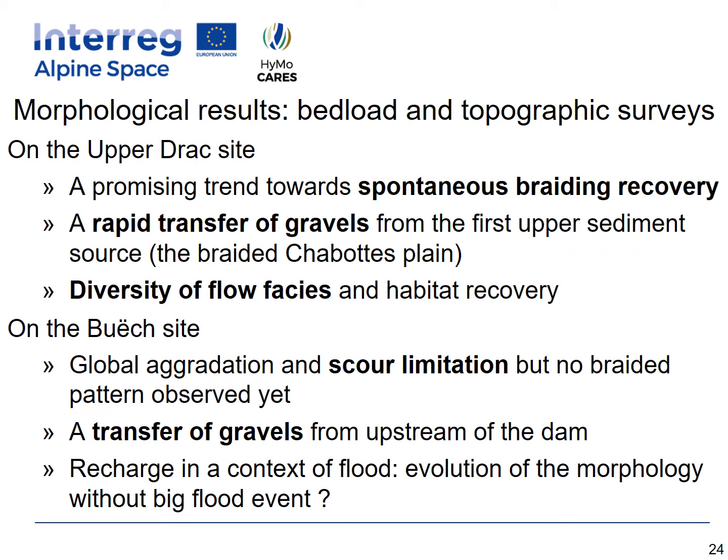On the Bush Ridge, the restoration allowed the global aggradation and the limitation of incision, but no braided pattern has been observed yet. Effective transfer of gravel from upstream of the dam has been proved thanks to the tracing of sediment. The sediment replenishment took place just before a 5-year flood event, so this raises the question of the evolution of the morphology of the restored ridge without this big flood event.